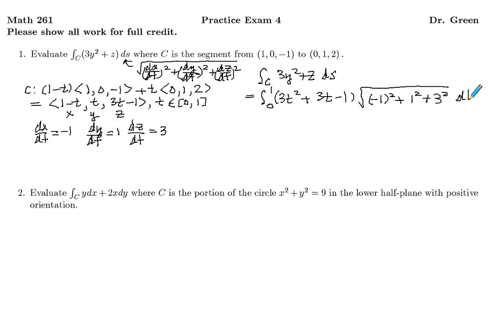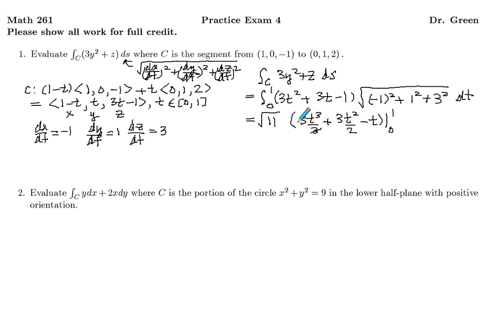And that's dt. So this is just a constant. 9 and 1 and 1 is 11, so square root of 11, we've got a constant that we can factor out in front. And then we'll just be integrating our 3t squared plus 3t minus 1. So that antiderivative then is going to be 3t cubed over 3 plus 3t squared over 2, just using the power rule here, and minus t, and we're going from 0 to 1.